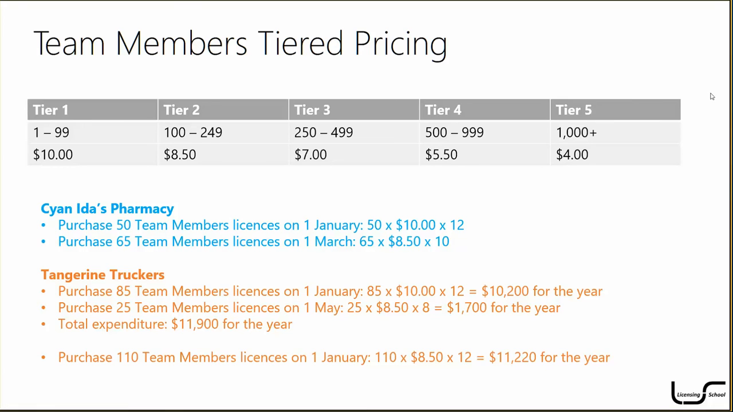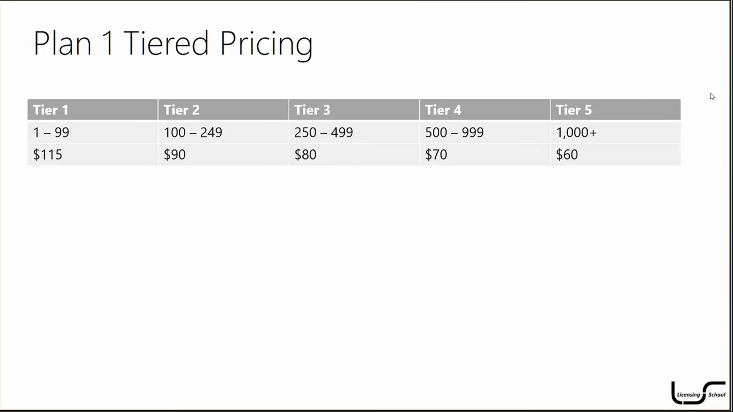Let's have a look at another example. This is Plan 1 tiered pricing. So just on team members, let's have a look at Plan 1. Can you see here, we've been saying Plan 1 is $115. It is. For that number, it goes down to 90, 80, 70, 60. Again, these are approximate pricings, but you can see that there are some discounts as we go.